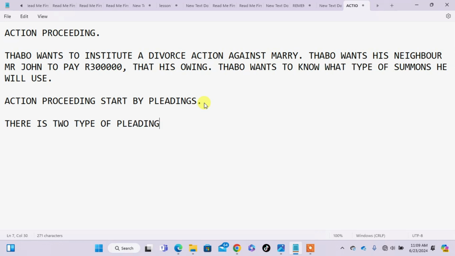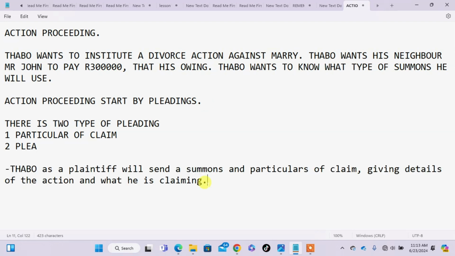There's two types of pleading. One, we have a particular of a claim. Number two, we have a plea. In order for you to understand this particular of a claim or these pleadings, you must know that during the pleadings, Thabo, as a plaintiff, will send a summons which has a particular of a claim, giving details of the action and what he's claiming, right?